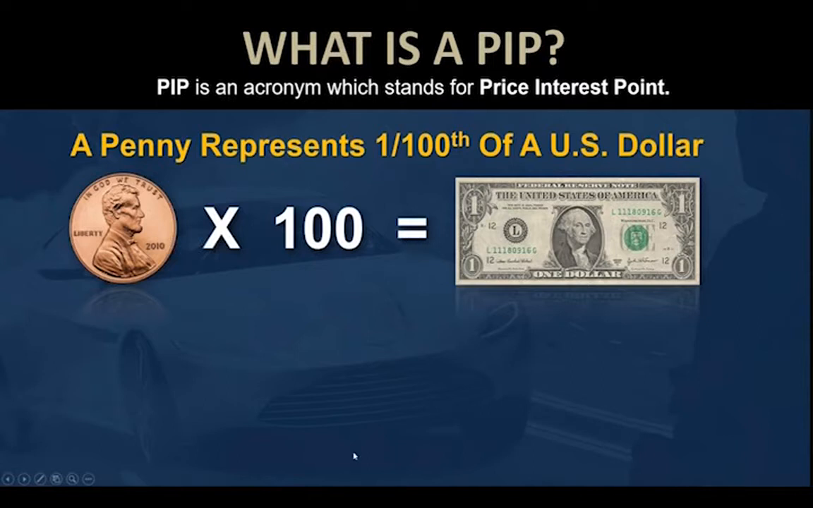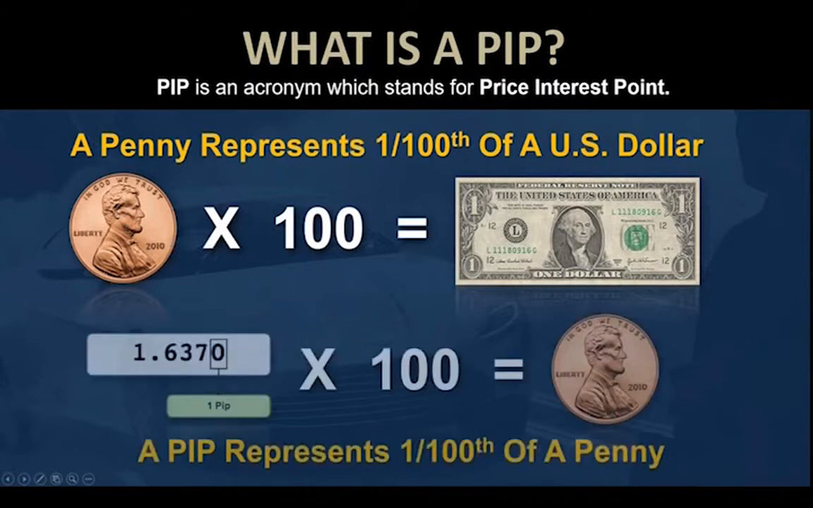If we were looking for a unit of measure that's smaller than a penny, it would be the equivalent to what's called a pip. Now, just as there are 100 pennies in a US dollar, there are 100 pips in a penny. And a penny represents 1/100. I'm sorry, a pip represents 1/100th of a penny.